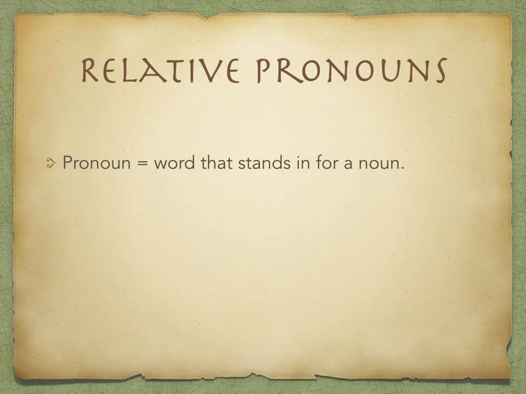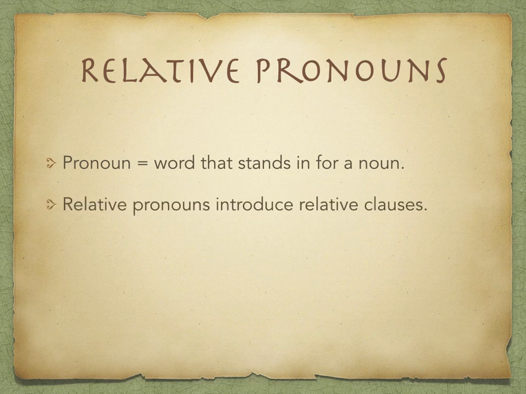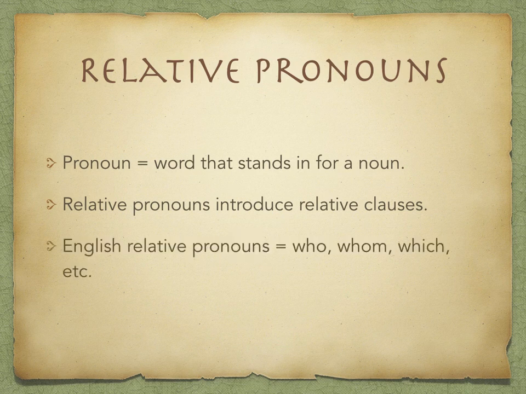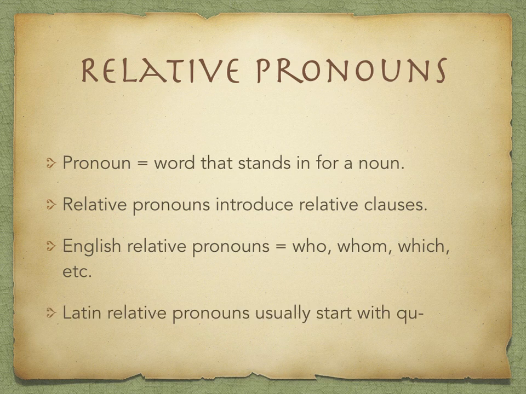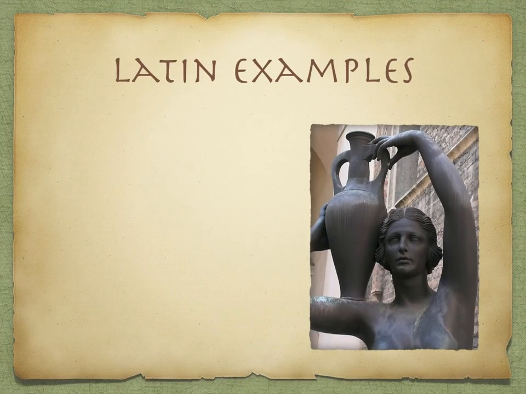Pronouns are words that stand in place of a noun so that you don't have to repeat them. And a relative pronoun is one that is used to introduce a relative clause, so they're a very useful signpost word. In English, they're WH words: who, whom, which, and so on. Whereas in Latin, they usually start with QU, so they're a nice big red flag to let you know to expect a relative clause. So now let's look at some Latin examples.